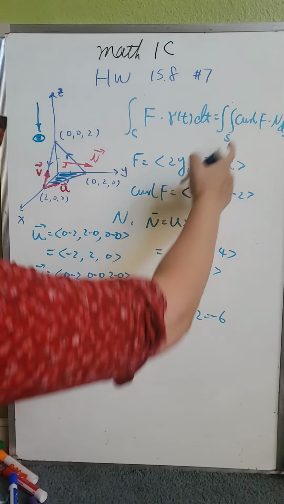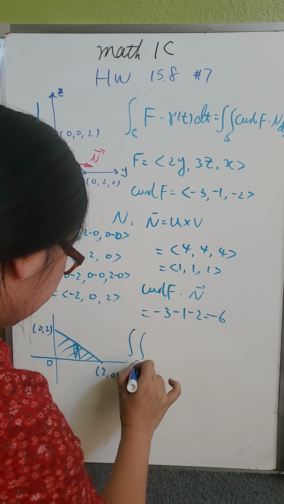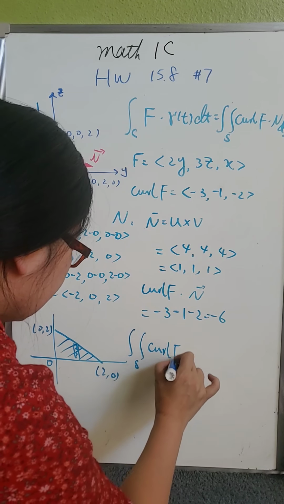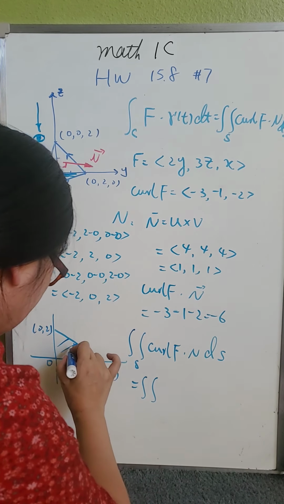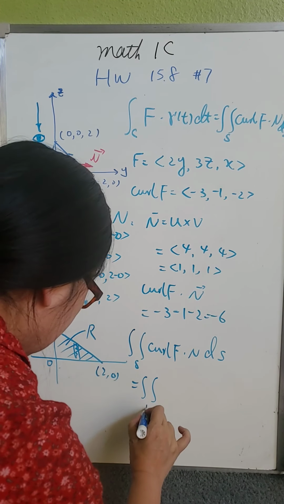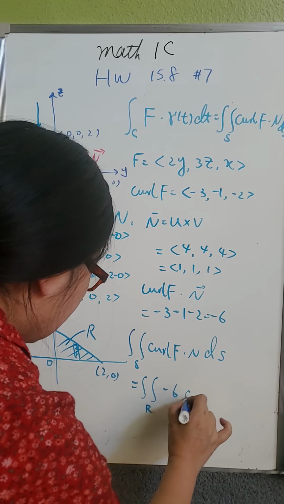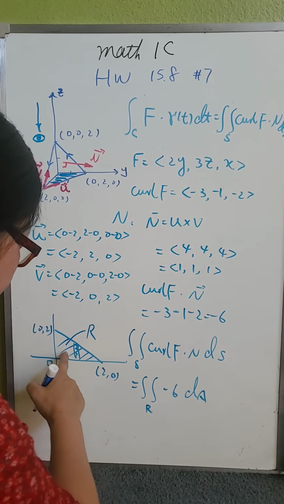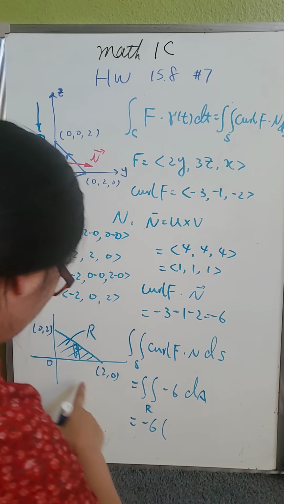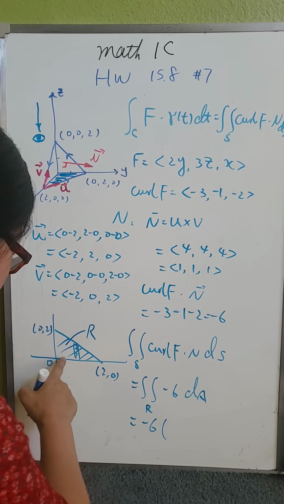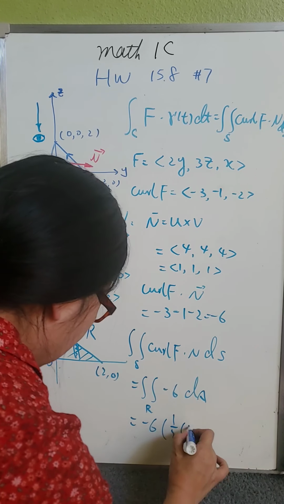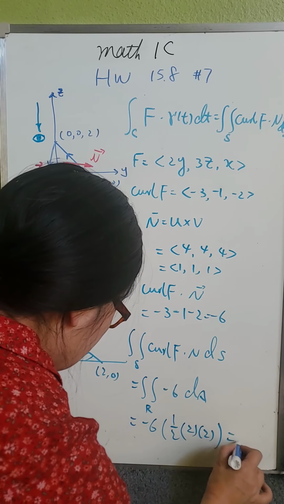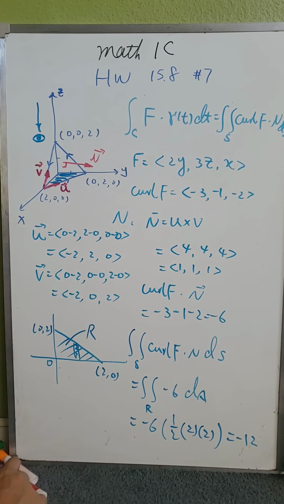So my flux is equal to -6 times the area of this region R. The area of the triangle is one-half base times height. Base is equal to 2, height is equal to 2. So it comes out equal to -12. Okay, so that's how you do this problem number 7.